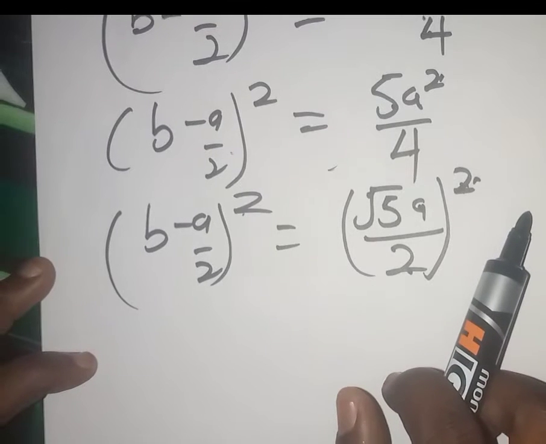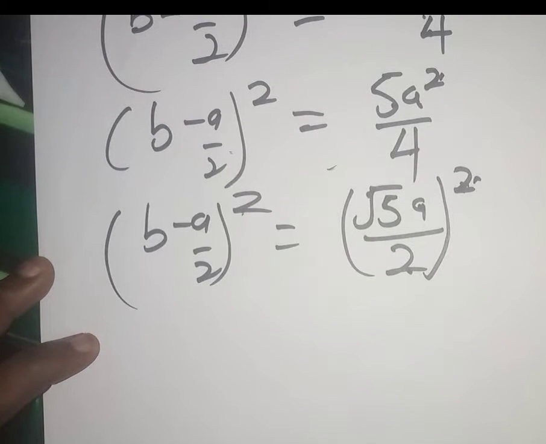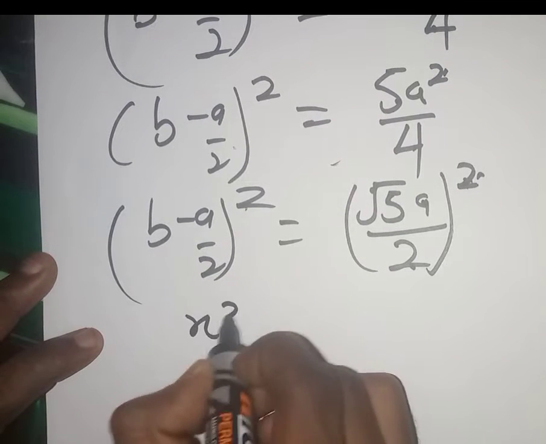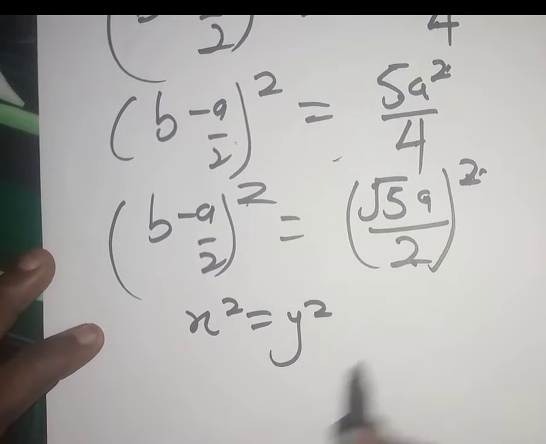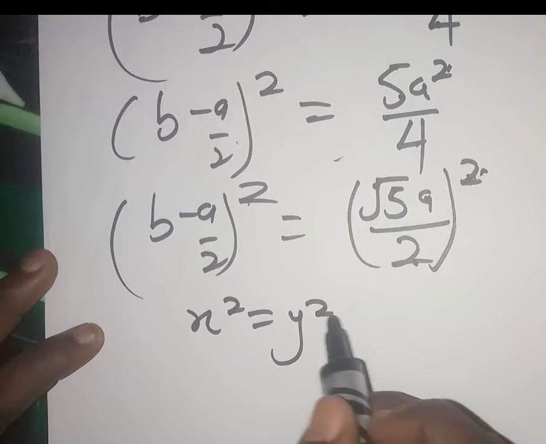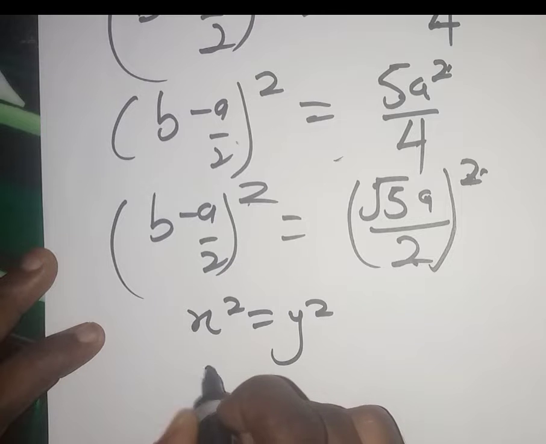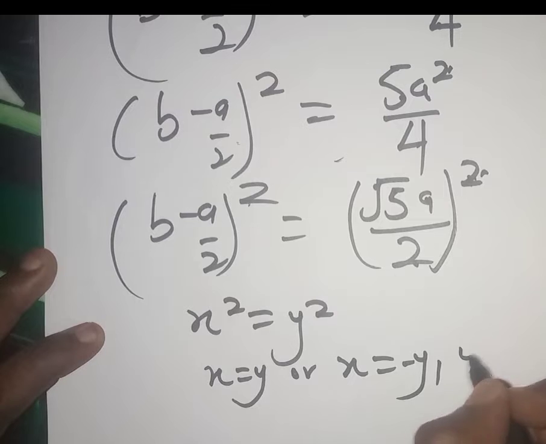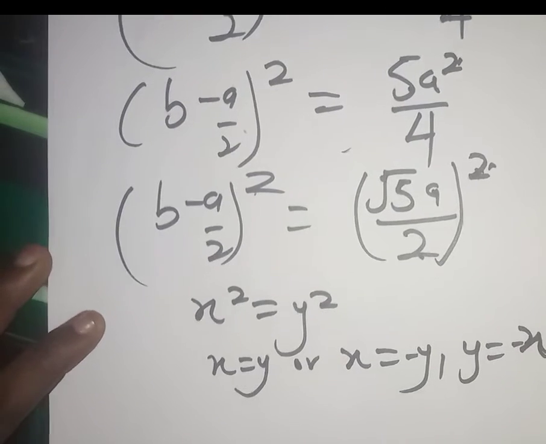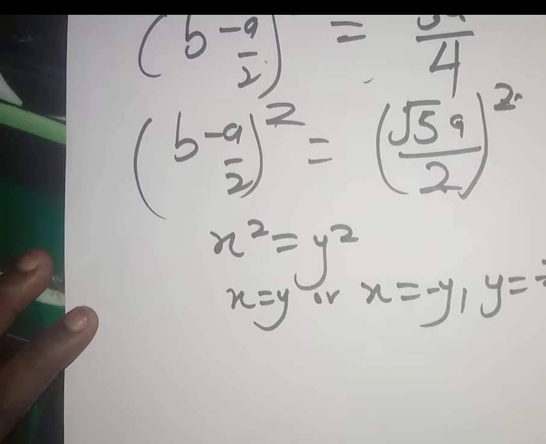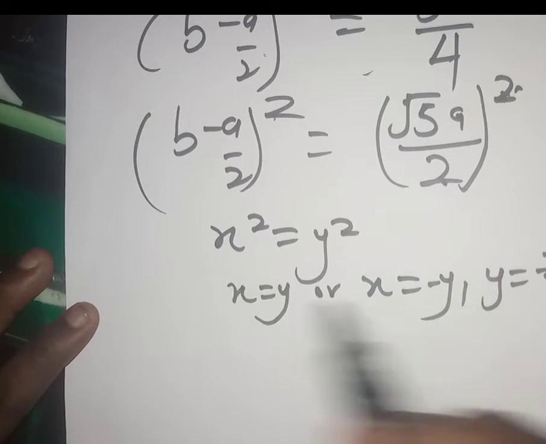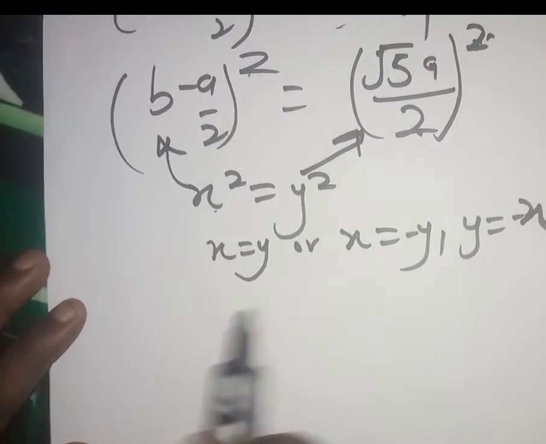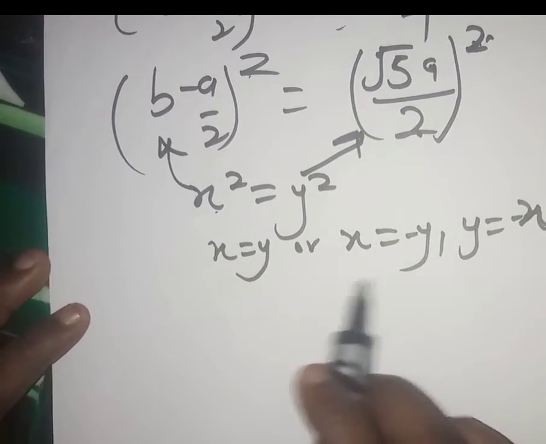Now what we can do here is that since we have square on both sides, if you have x squared being equal to y squared, the only possible solution you are going to get in this case is either x equal to y, or x equal to minus y, or y equal to minus x in this case, right? So if that is what we are getting, basically this equation looks something similar to that, and these are the possible solutions that we can get.